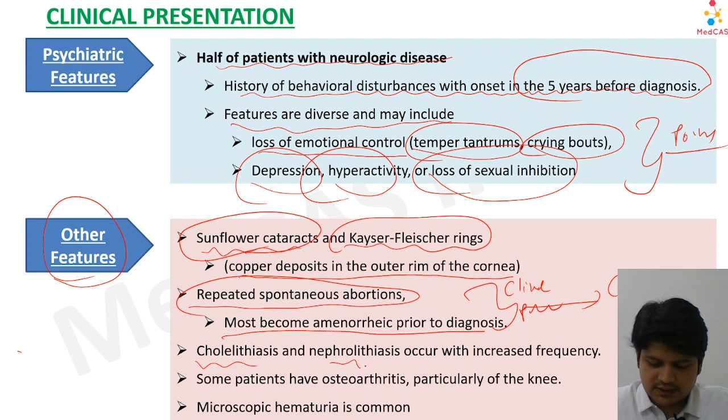Cholelithiasis and nephrolithiasis occur with increased frequency. I won't answer why nephrolithiasis and cholelithiasis are common in Wilson's disease. The moment you open renal tubular acidosis, somewhere you will get Wilson's disease. So see where exactly and why nephrolithiasis. And if you are smart enough, I think you have figured out the answer: which type of RTA and nephrolithiasis here. Some patients have osteoarthritis, particularly of the knee. Again, a young OA. You may have to suspect all these things. Microscopic hematuria is common, right?